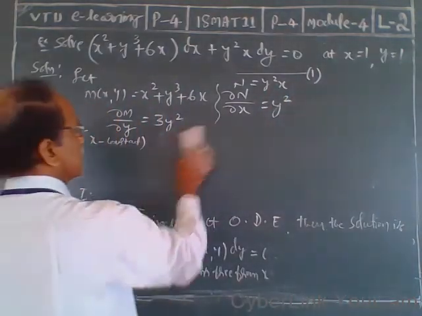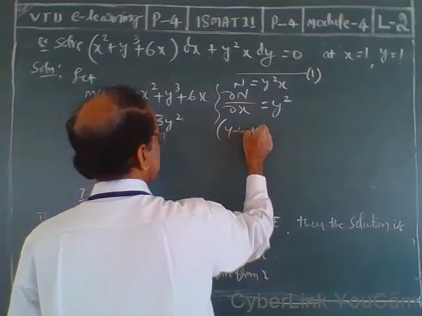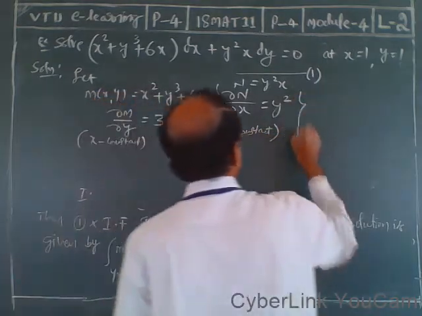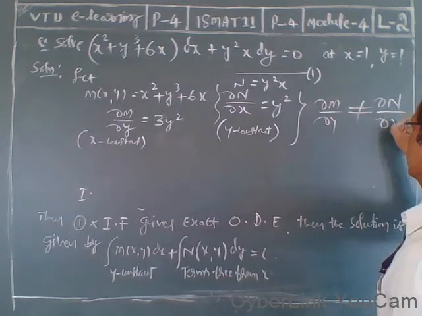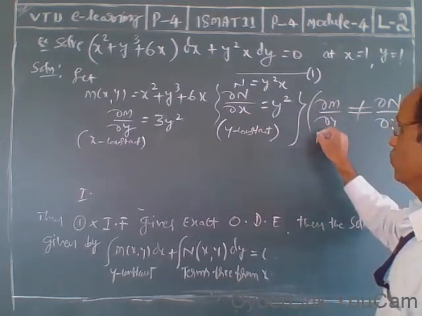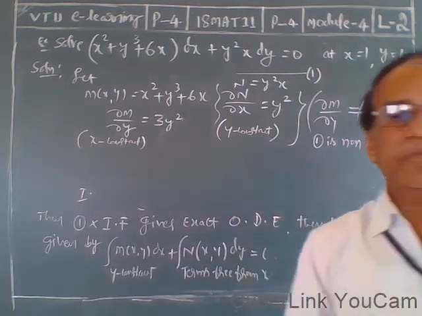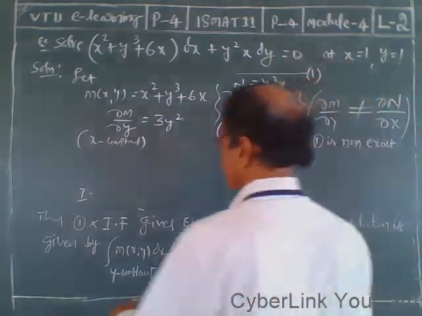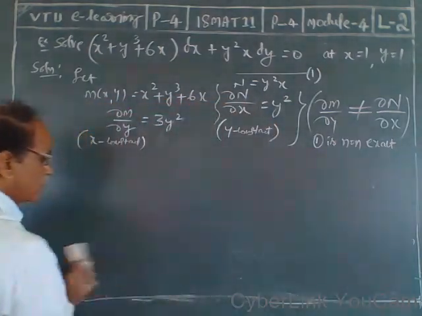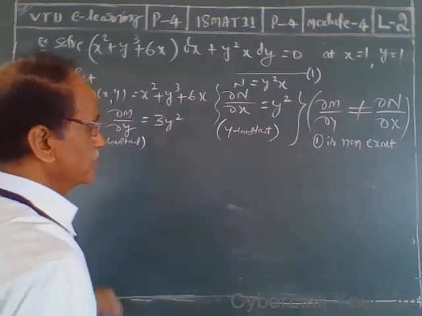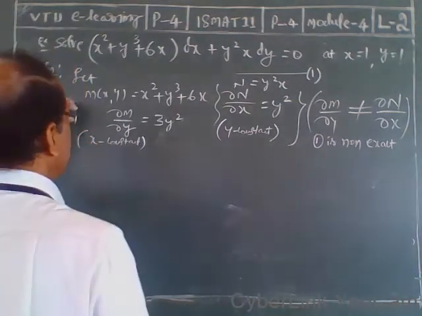Here del M by del y is not equal to del N by del x, so equation 1 is said to be non-exact. Then what is the procedure? You have to find the integrating factor and make this non-exact equation into an exact differential equation. Let us see how this non-exact equation will be converted to an exact differential equation.